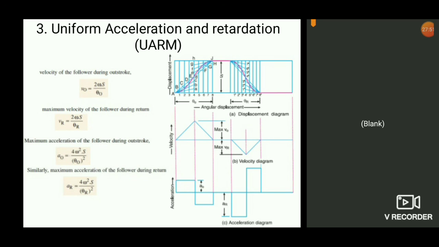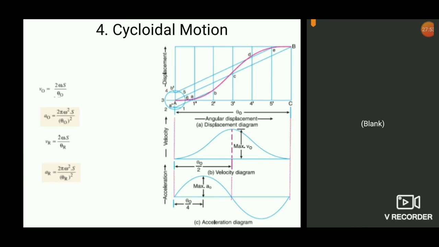Now we'll move on to the last type. It is cycloidal motion. You can see the curve again. It's not a sine wave. It's a little straighter curve. The values of maximum velocity and acceleration are given over here. So you have to study this also. If they are asking the question, then you have to find out the value of maximum velocity and maximum acceleration for that type of follower motion.